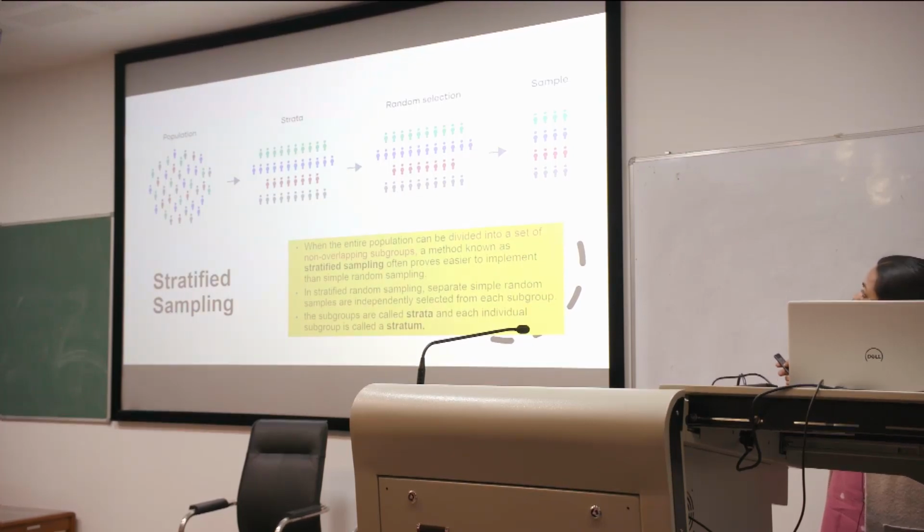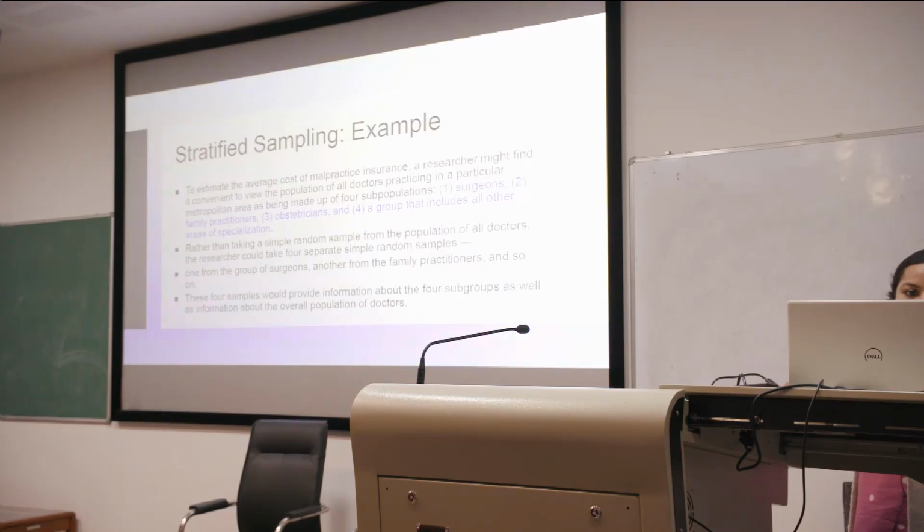Okay. Then the sample will be selected, the 4 samples will be selected from each stratum. Each individual subgroup is called a stratum. This is called strata, and each one by one is called a stratum. Clear now?